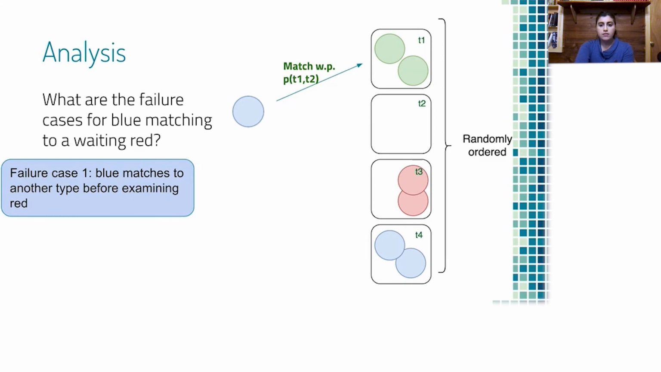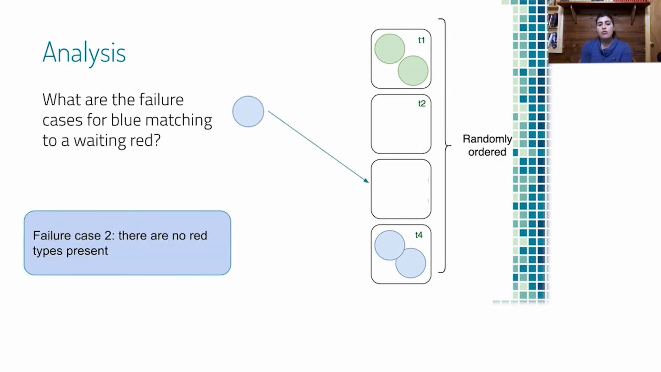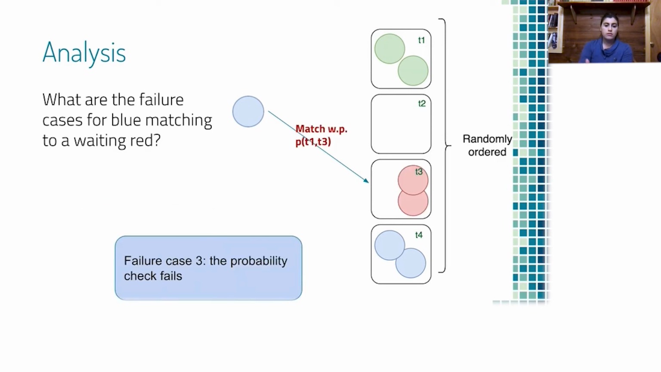So first of all, it could match to something else, right? We have these randomly ordered types. So blue could examine some other type before examining this red type, and it could match to it. Another problem is there could be no red types present when the blue arrives, and then no matter what else happens, they're certainly not going to match. Furthermore, it could be that this probability check fails, right? We said we would match with this particular probability, which won't always happen.